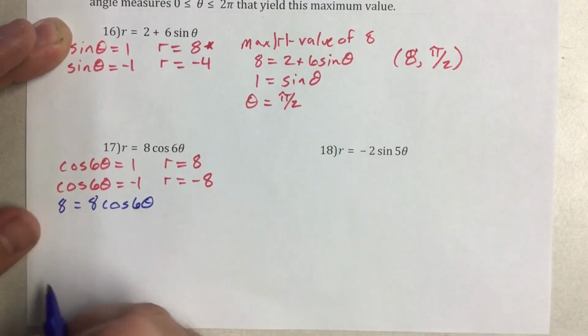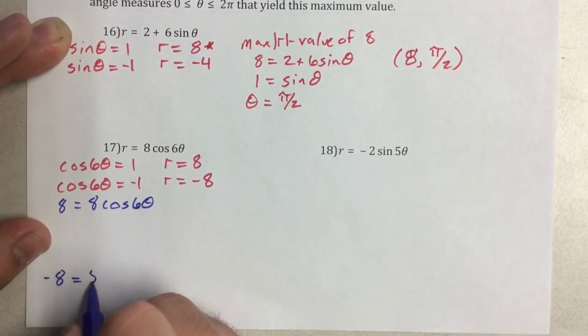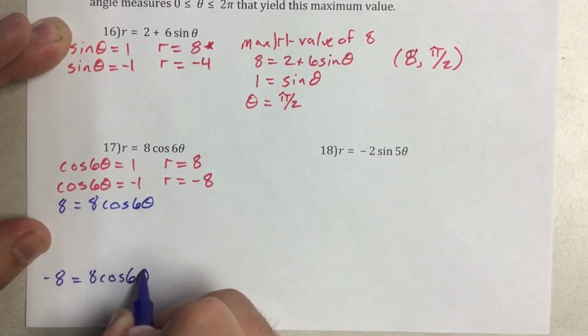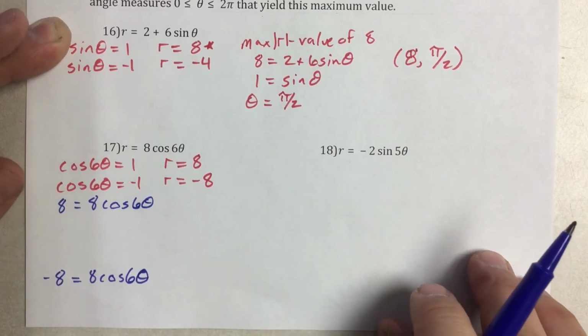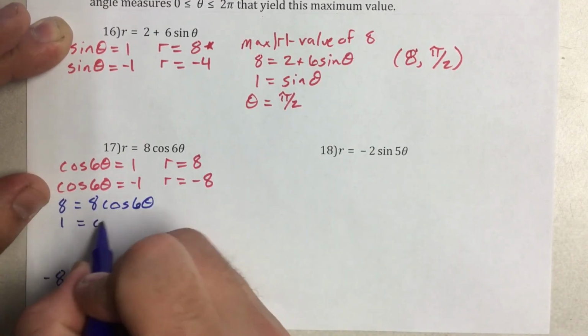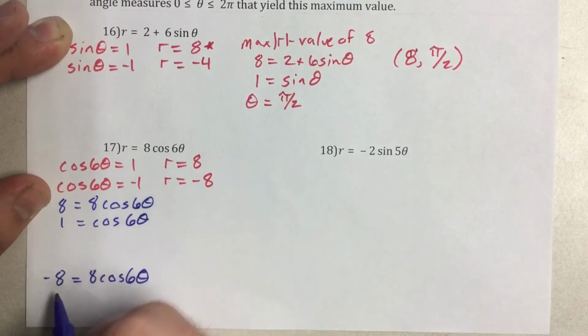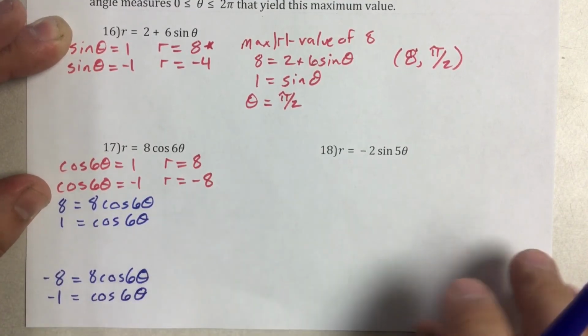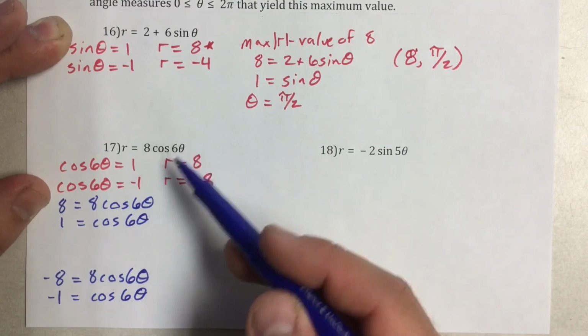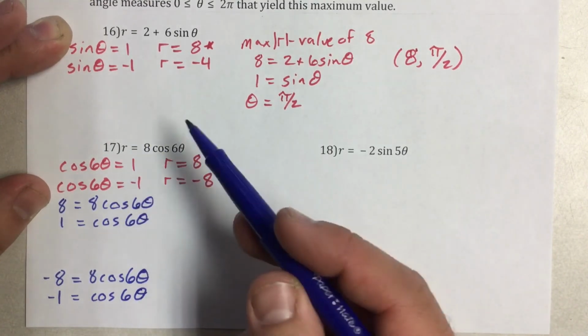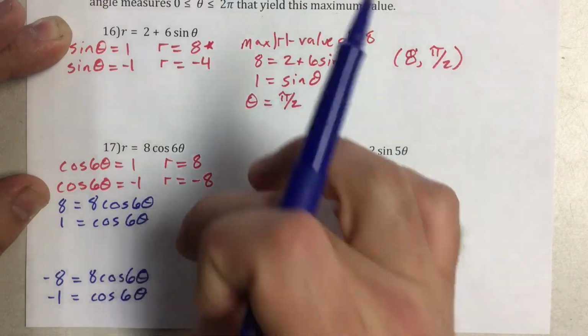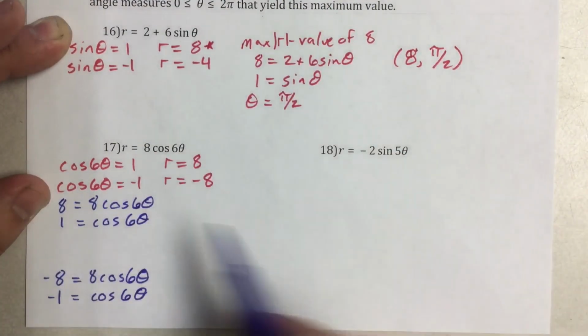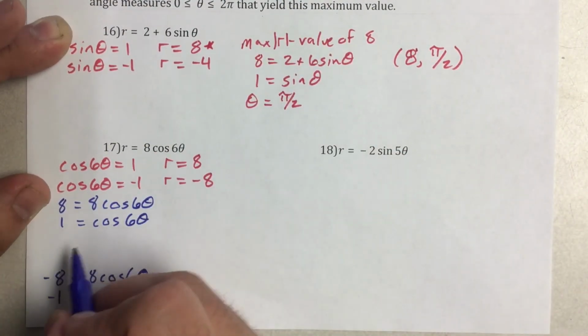And then I'm going to have negative 8 equals 8 cosine of 6 theta. All right, so we divide by 8, we get 1 equals cosine of 6 theta. Divide by 8, we get negative 1 equals cosine of 6 theta. This is how we're going to get, if you remember, 6 theta, that means we're going to have 12 petals. So doing this for both, that's how we're going to get the 12. We're going to get 6 and 6, totaling to 12.